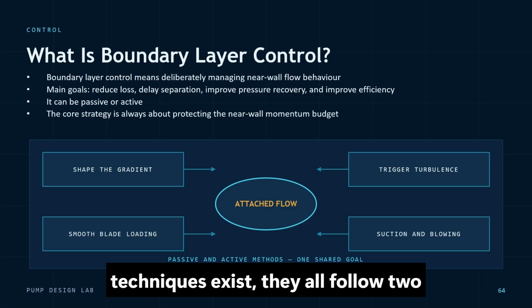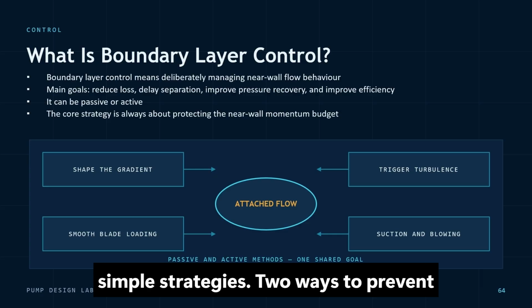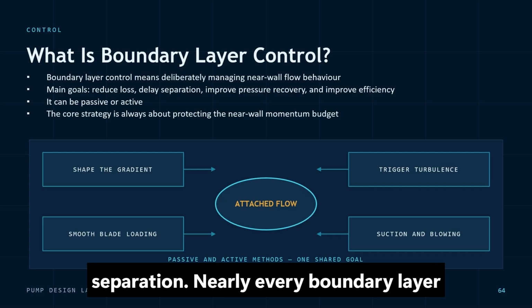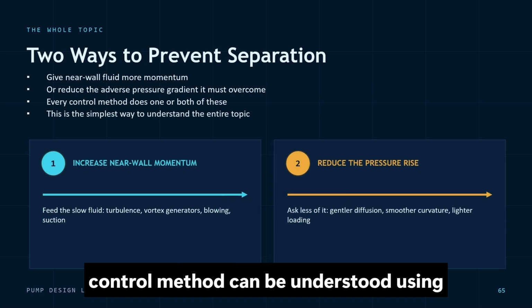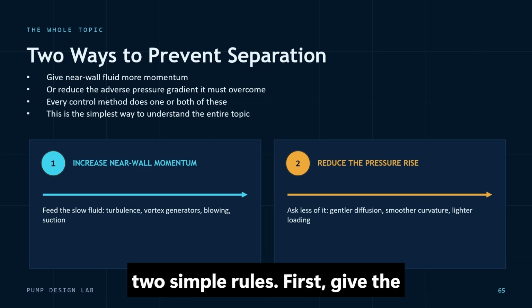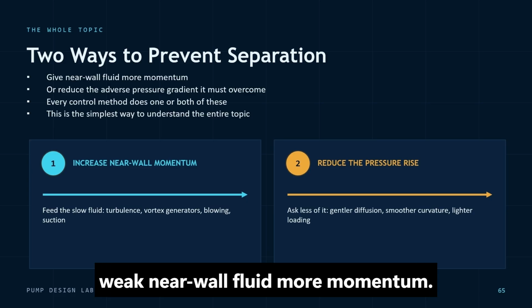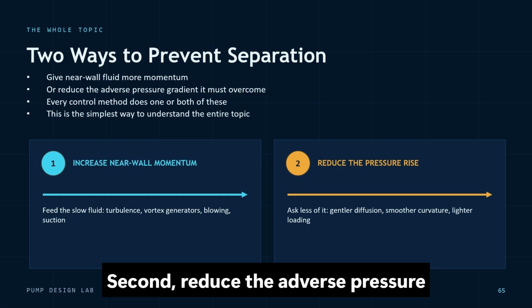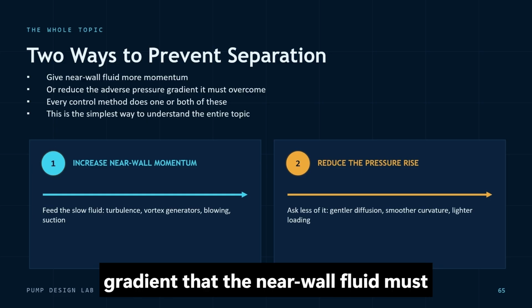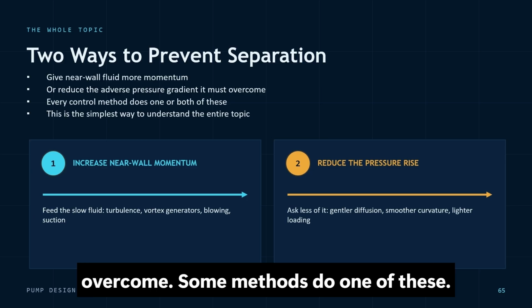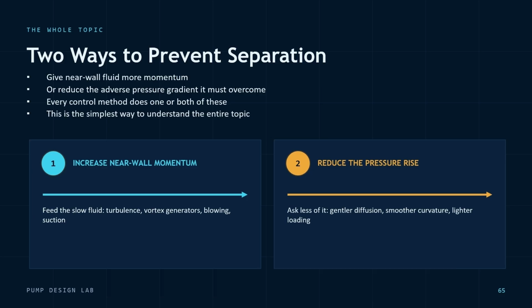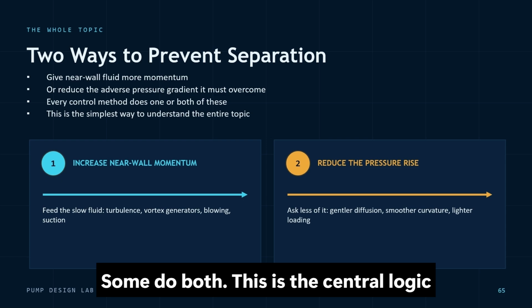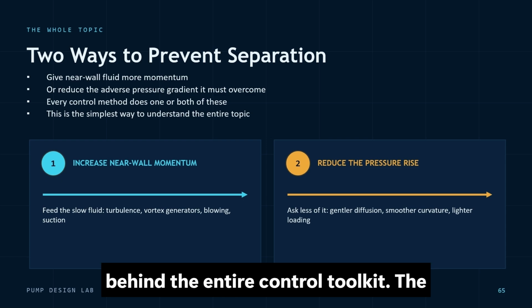Although many control techniques exist, they all follow two simple strategies. Two ways to prevent separation. Nearly every boundary layer control method can be understood using two simple rules. First, give the weak near-wall fluid more momentum. Second, reduce the adverse pressure gradient that the near-wall fluid must overcome. Some methods do one of these. Some do both. This is the central logic behind the entire control toolkit.